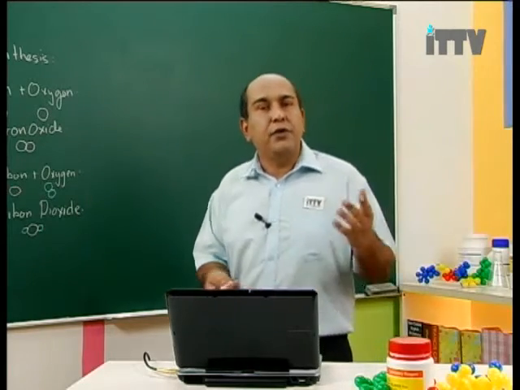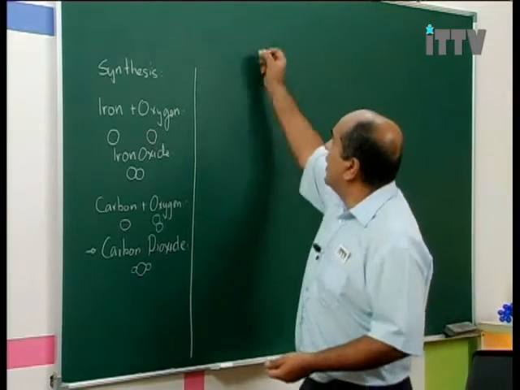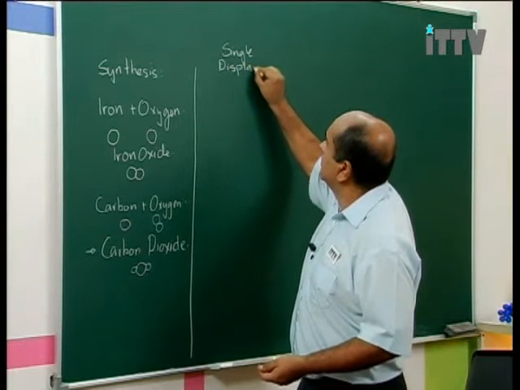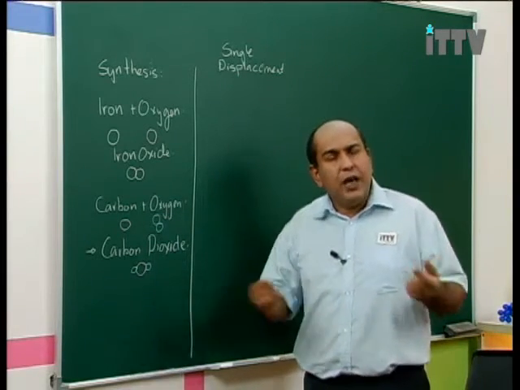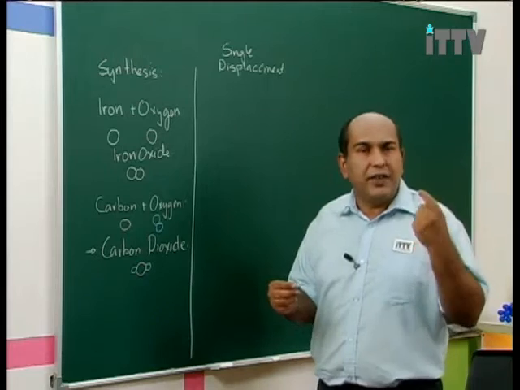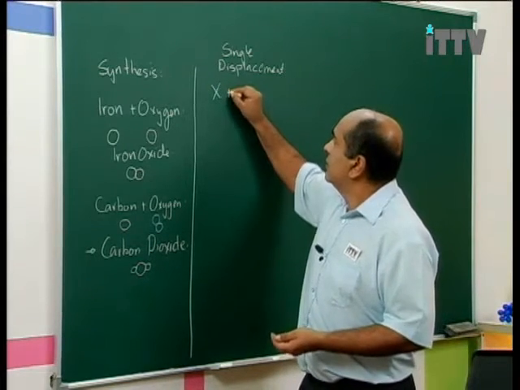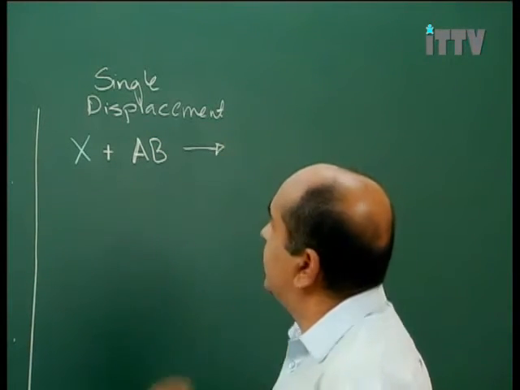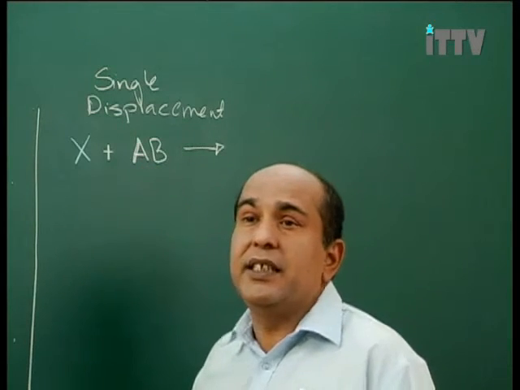Let's go up to the board and have a look at a few of the single displacements. Let's draw a line down here. So now we're looking at single displacement. Now, the first of the single displacement, let's try to put up a generic or a rough idea of what is happening. Whenever we have a single displacement, we're going to have an element, let's call the element X, that will react with a compound A, B, like so. Now, what is going to occur in this reaction is the element X is going to replace one of the elements in the compound.